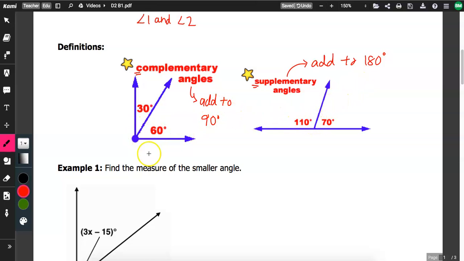So you can see our example here, 30 plus 60. Yes, that equals 90 degrees. So this is a right angle. We can see the straight angle here. 110 plus 70 equals 180. So we would expect that the angles would add up to our straight angle measure. Okay, so let's go to the conditionals.